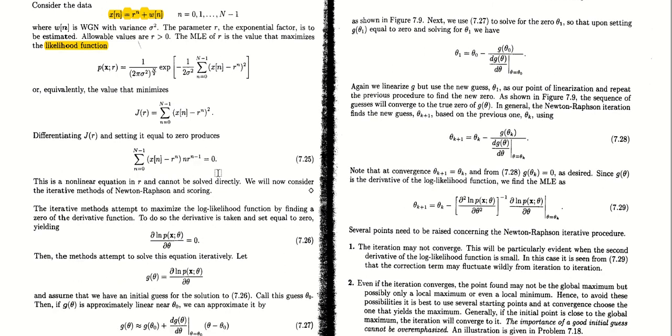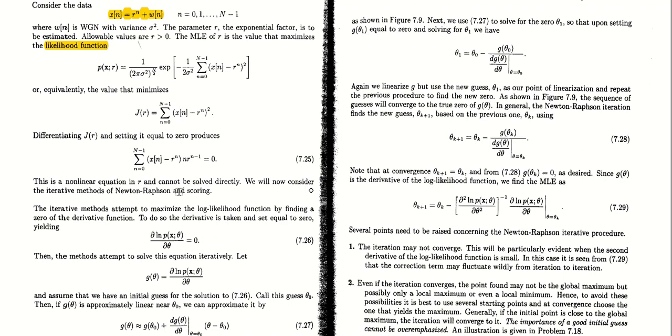Okay. So up to this point, at least we are happy. We are happy because we get a closed form solution for the MLE. But let's take a look at it carefully. This is a nonlinear equation for R. It cannot be solved directly. So we will now consider the iterative method of Newton-Raphson.